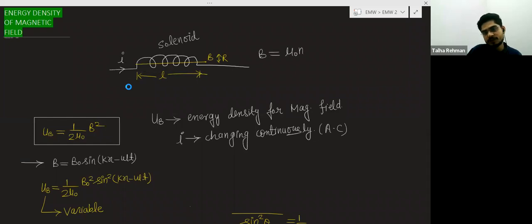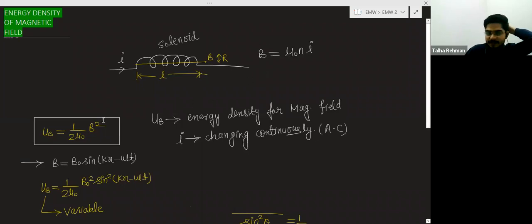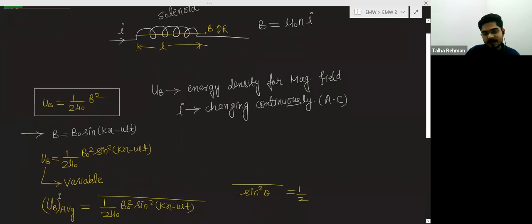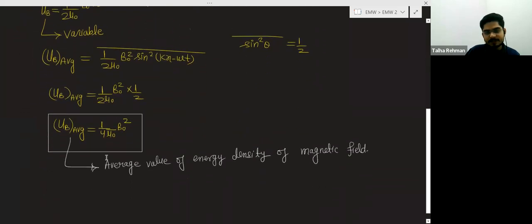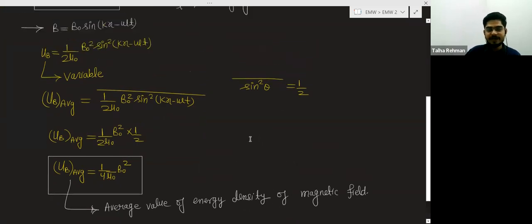Mu naught N and I. This I is changing, so this magnetic field is changing. If this magnetic field is changing, and the equation of that magnetic field is this, then when you put this value here, you will get this is also variable, and again you will calculate the average, and you will get this value: 1 by 4 mu naught into B naught square, the average value of energy density of magnetic field.